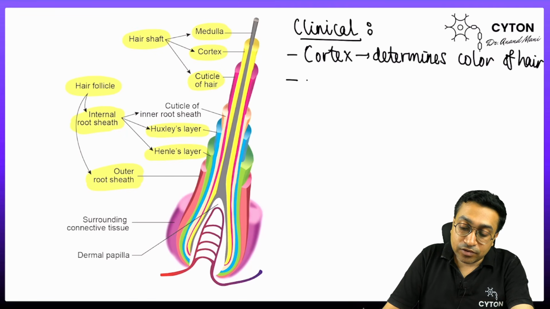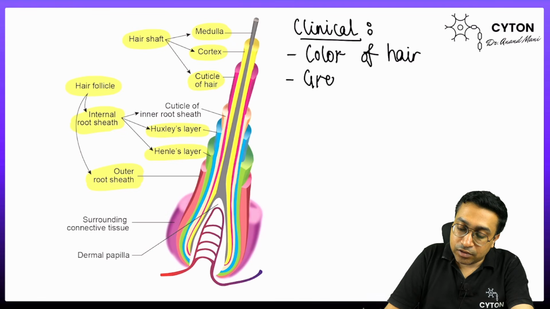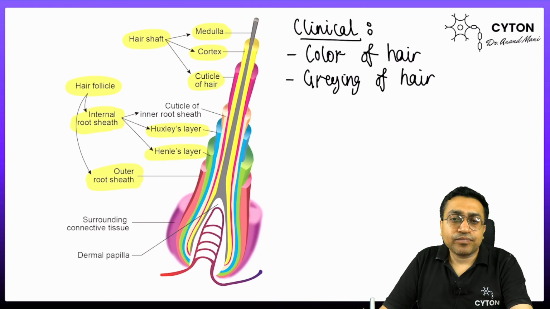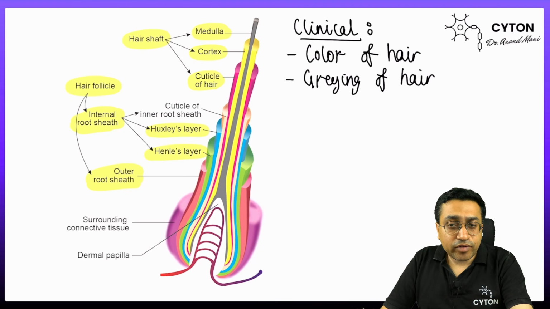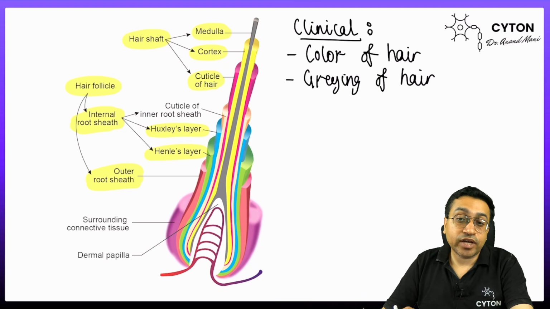Then there is something known as graying. Okay, let me write this separately. Clinically, that is the color of the hair. Then you have the graying of hair, and this is also very common. In old age, hair becomes gray or white. This is due to the lack of production of melanin, due to the progressive decrease of tyrosinase and increase in the number of air spaces in the cells of the medullary shaft, which accompany the aging. Okay, so this is something which you should know.